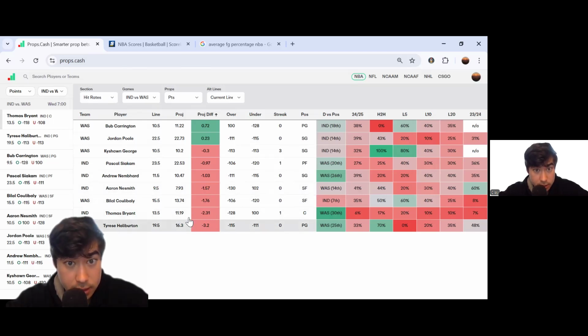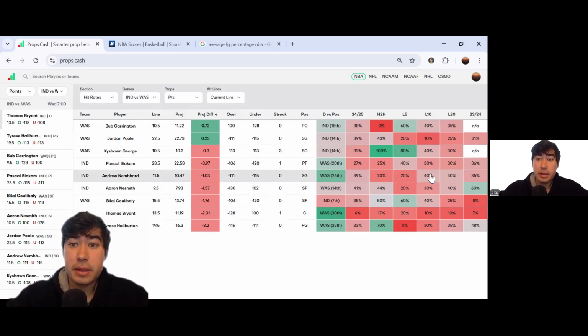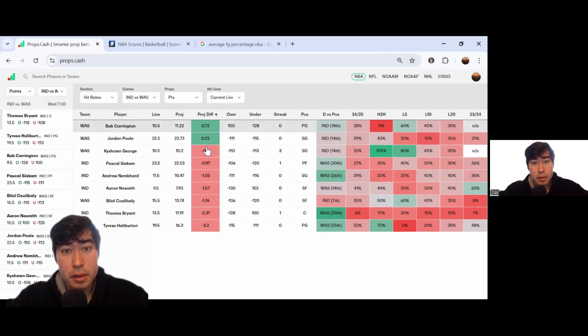As you see, a lot of the Indianapolis lines look like they're going under based off their projections, but their projections are just based off the players' shooting data. It doesn't really take into account the defense. It has this here, but their projections don't take into account who they're playing against. So that's why some of them make it seem like they're really good bets.